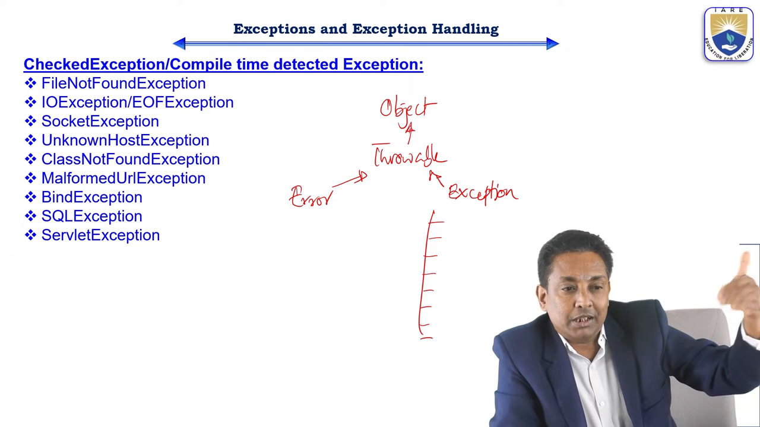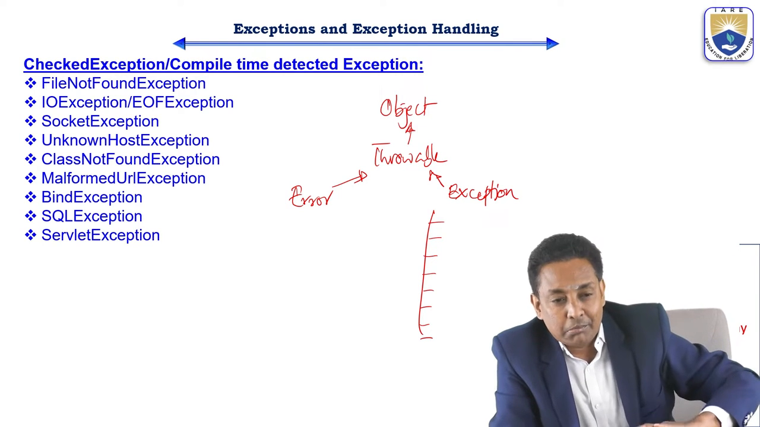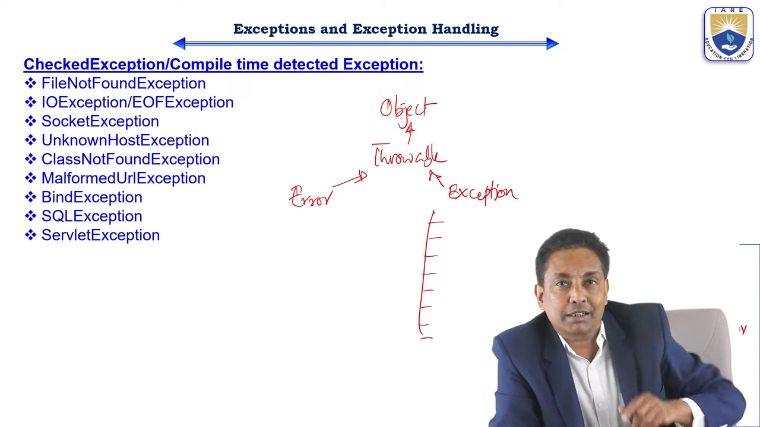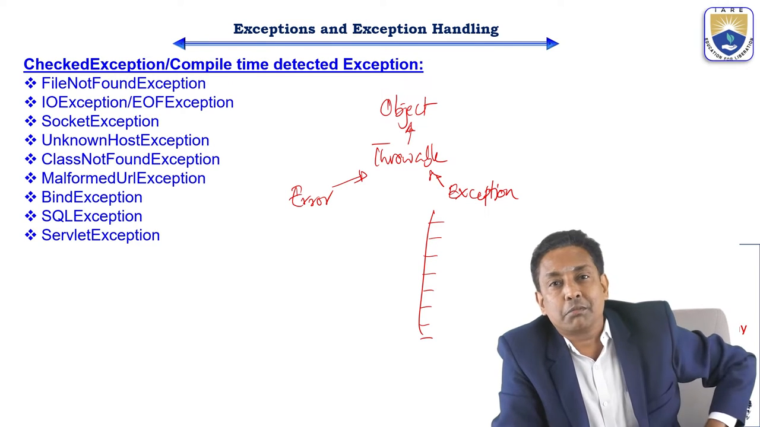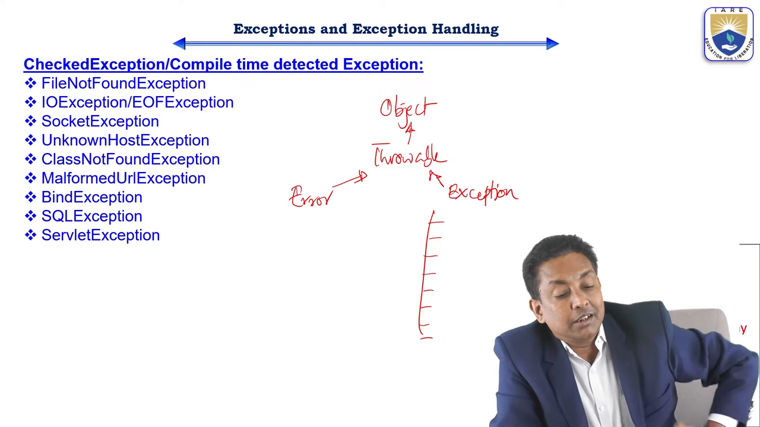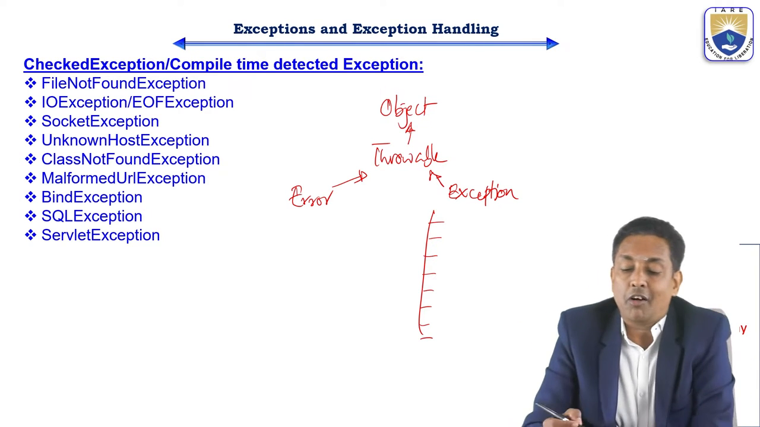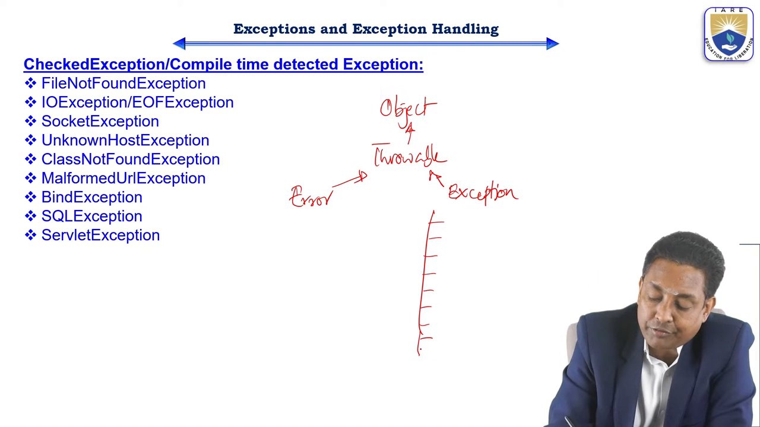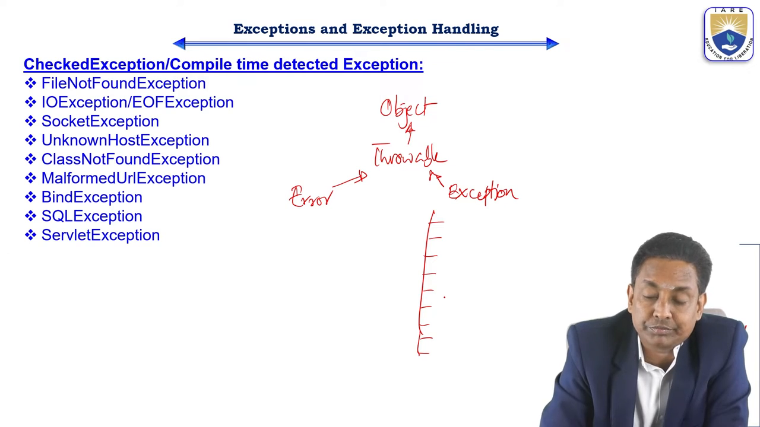BindException means the port is already used by somebody else, and you're trying to bind to the same port through a server socket. SQLException means your SQL command is wrong or database connectivity has failed. Then ServletException. These are all checked exceptions. All checked exception classes are derived from the Exception class.